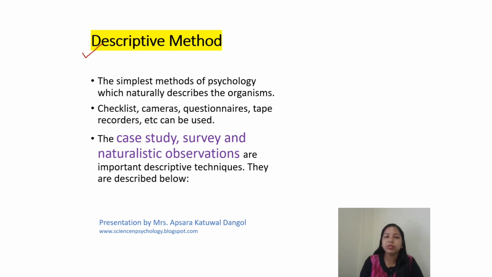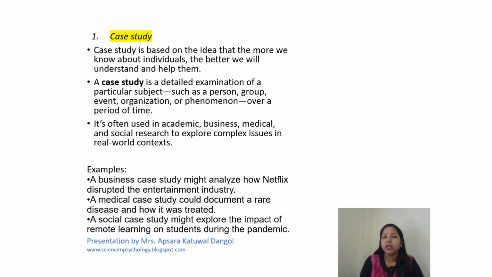Firstly, let us discuss the descriptive method. This is the simplest method used in psychology, which usually describes the organisms. So, what do we use to describe? We use checklists, cameras, questionnaires, tape recorders, etc. In the descriptive method, I already told you that we use case study, survey, and naturalistic observation, which are also known as the descriptive techniques. Let us know case study, survey, and naturalistic observation in a detailed manner.